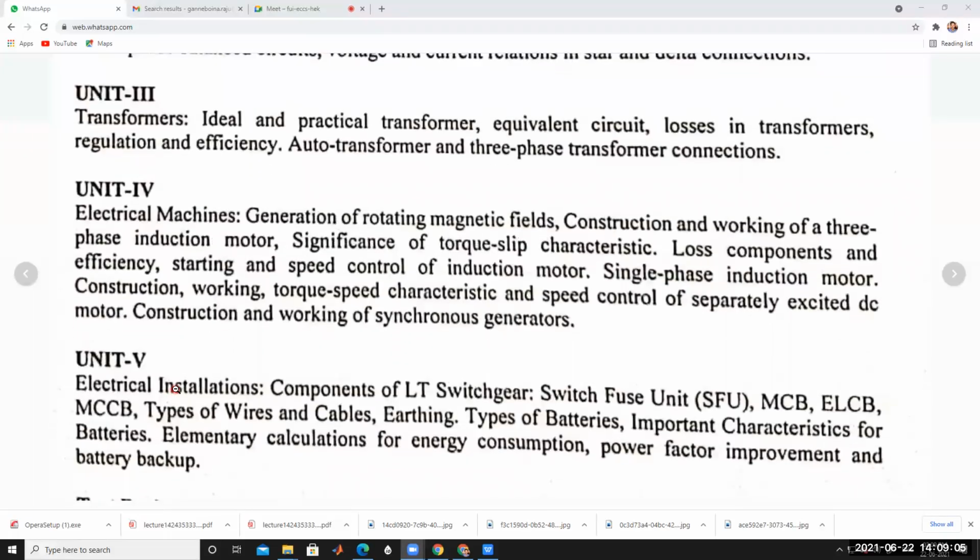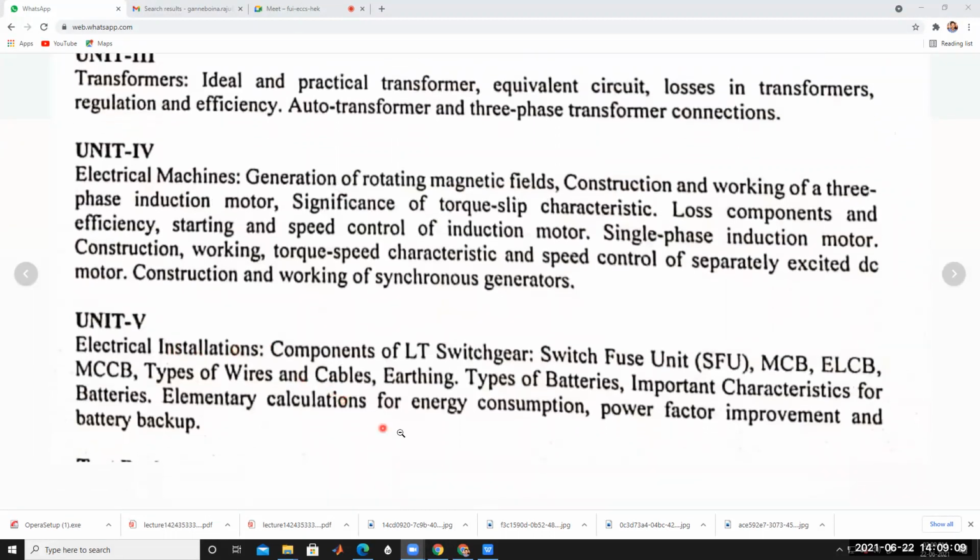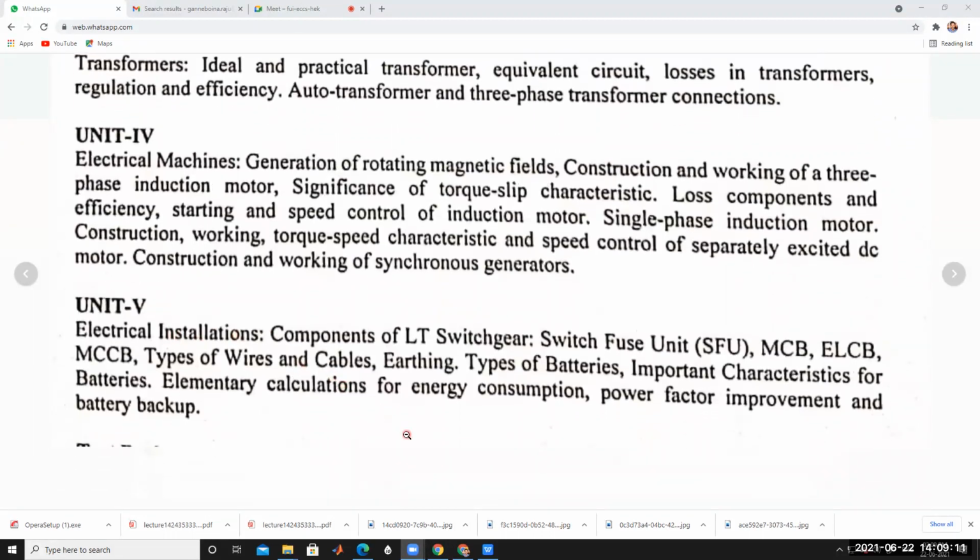In the 5th unit, we are concentrating on electrical installations, starting with the SFU, switch fuse unit. This is one of the protecting devices. By using this device, we protect the different types of home appliances. MCB is nothing but miniature circuit breaker. It is used to protect against overload and short circuit faults.